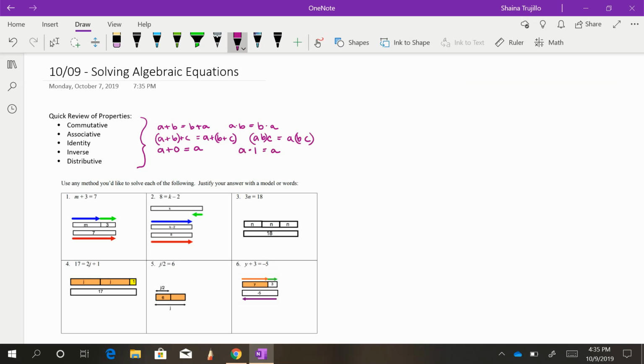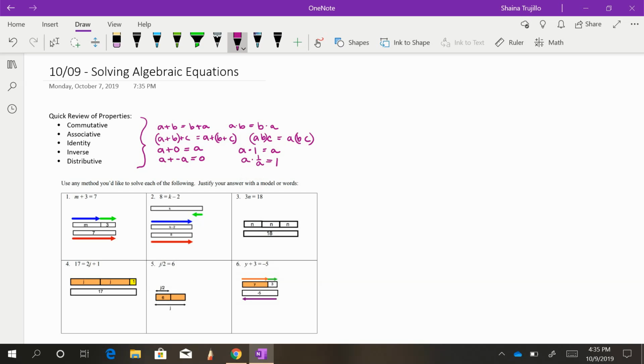The inverse property is just the opposite of, so our goal is to get 0. It's kind of like the opposite of the identity property. And then there is a multiplicative one.